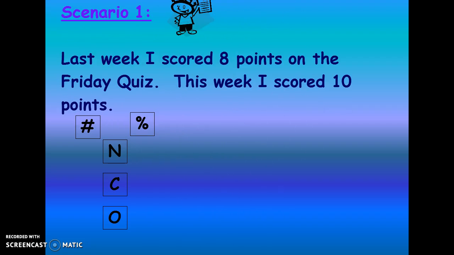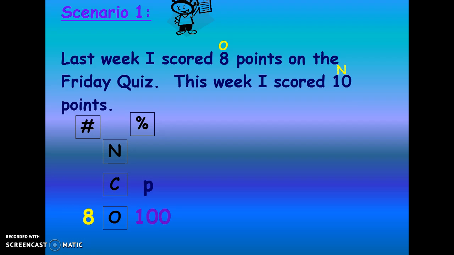In scenario 1, we have that last week I scored 8 points on the Friday quiz, and this week I scored 10 points. If you recall, we know that percents are based out of 100, so we can automatically write that down. We're trying to find the percent of change, so that's where our variable is going to go. Our original number was the 8, so our 8 is going to go on the left of the O.